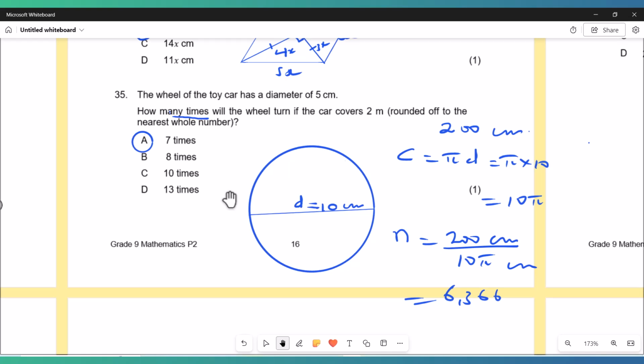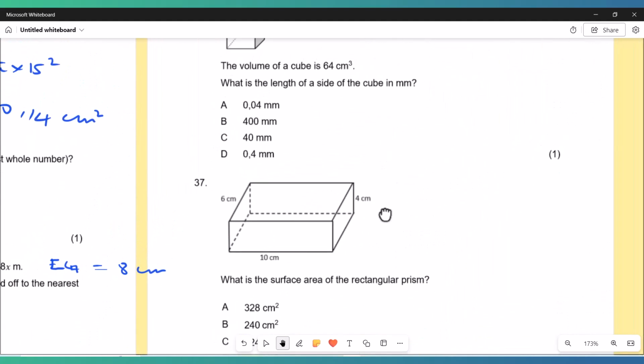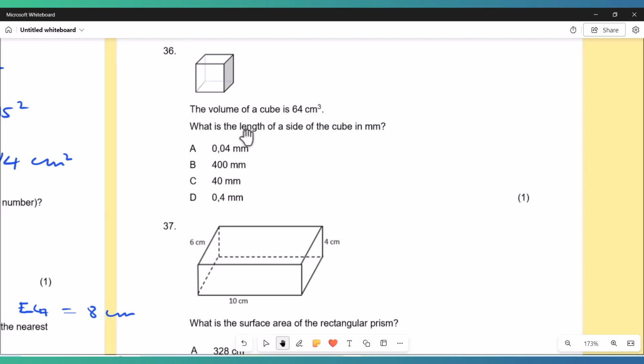Don't forget the method here. We said that the total distance divided by the circumference, pi d. That's all. Okay, question 36. What does it say? They say here that the volume of the cube is 64. What's the length of the side of the cube in millimeters?